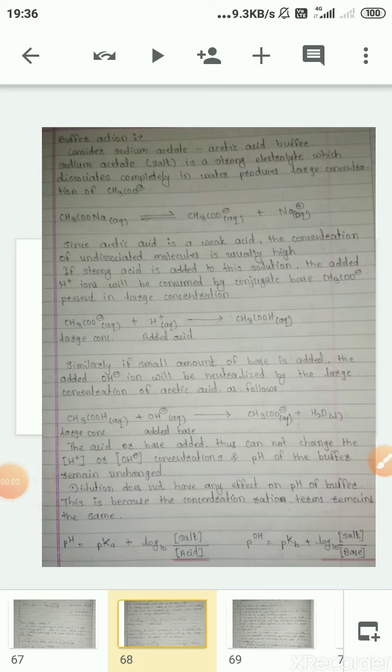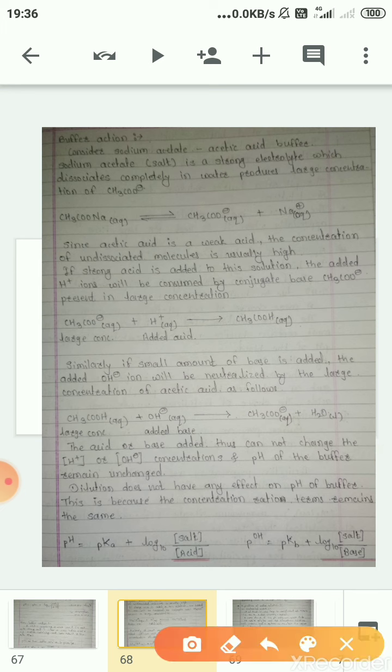Hello friends, let's start a new topic of ionic equilibria, which is buffer action. Now just consider any solution which may be an acidic or basic buffer solution. Here we have considered the acidic buffer solution of acetic acid and its salt, that is sodium acetate.